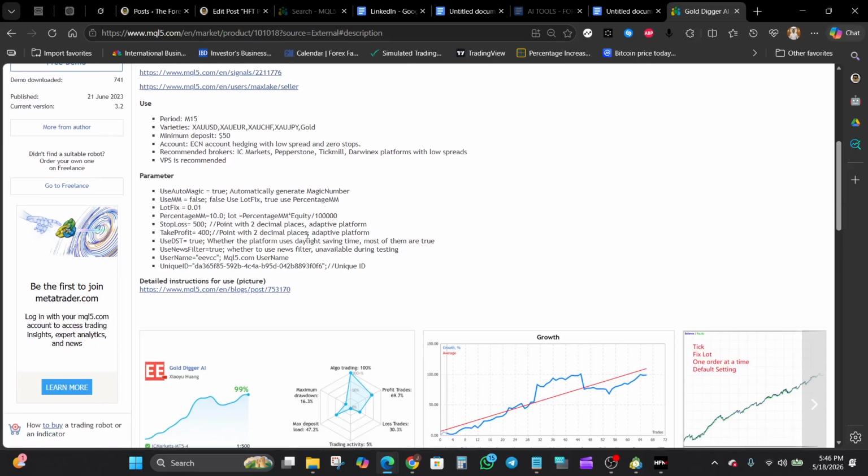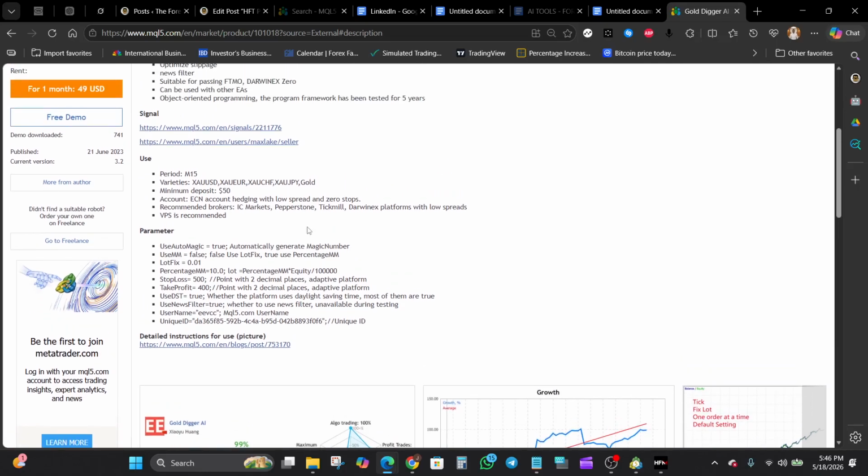So now, as we transition into the historical backtesting section, the overall testing approach appears focused on evaluating long-term behavior on gold pairs using the recommended M15 time frame. The marketplace page also notes that the news filter is unavailable during testing, which is important context when reviewing the historical results, because live conditions may behave differently when news filtering is active.